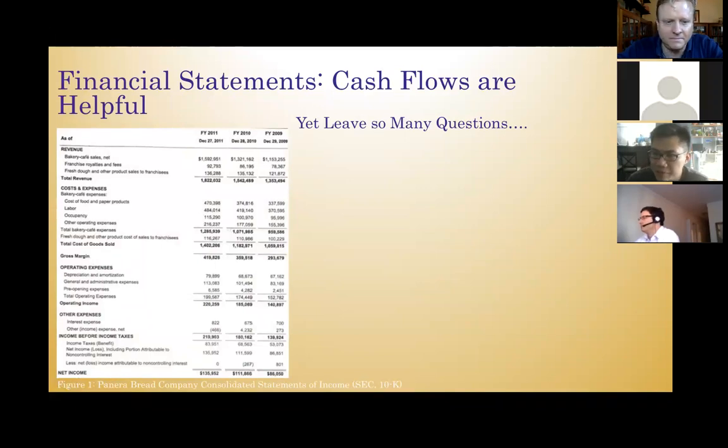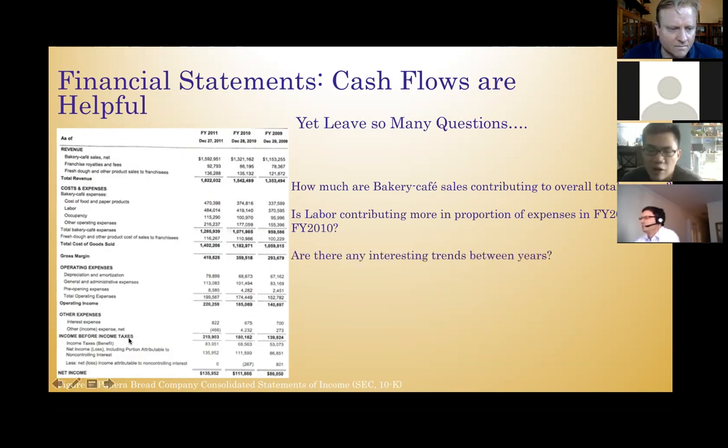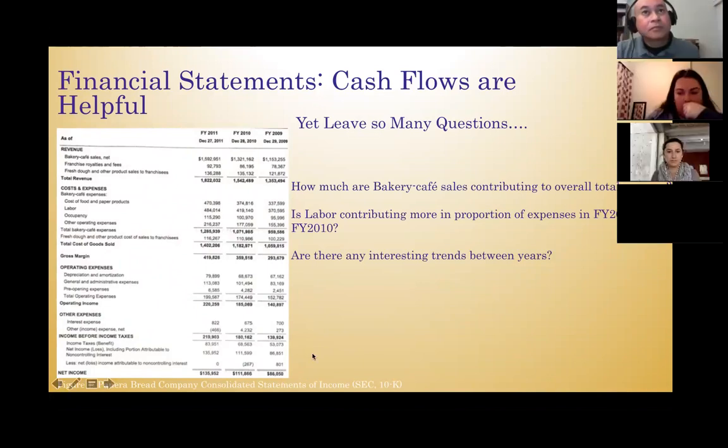For example, if you click next, it should go to the animation. Now, how much are bakery cafe sales contributing in terms of overall total revenue? Is labor contributing more in proportion of expenses in fiscal year 2011 versus 2010? And are there any interesting trends between years in terms of how they're moving against each other? So, how can we answer these questions?